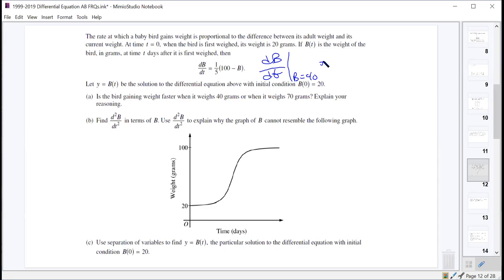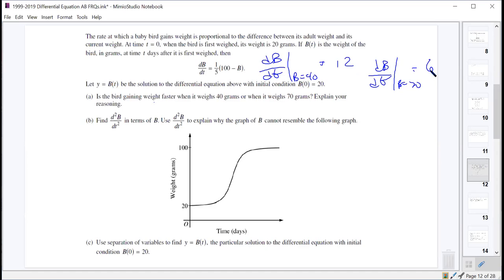60 divided by 5, right? 12. And dB/dt at B equals 70 is what? 6. So it must be gaining weight more quickly when it weighs 40 grams.